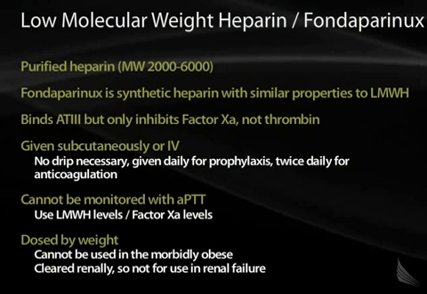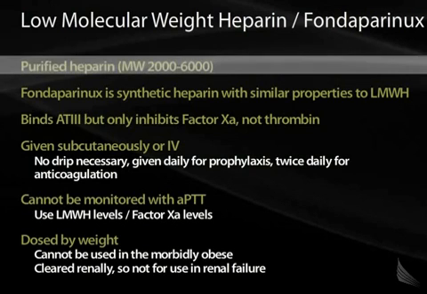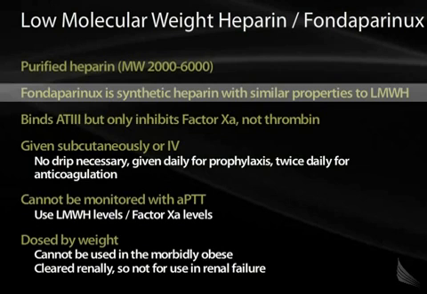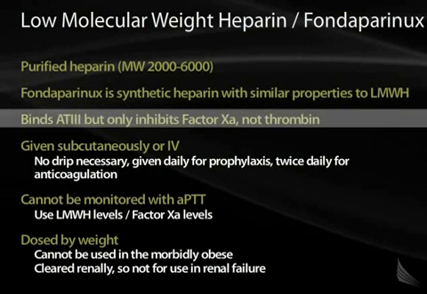Recently, a new form of heparin has come out called low molecular weight heparin. Another molecule very similar to this is fondaparinux. Low molecular weight heparin is a purified heparin with a molecular weight of 2,000 to 6,000 Daltons. Fondaparinux is a synthetic heparin with similar properties to low molecular weight heparin. Low molecular weight heparin does bind to antithrombin 3, but it only inhibits factor Xa but not thrombin.